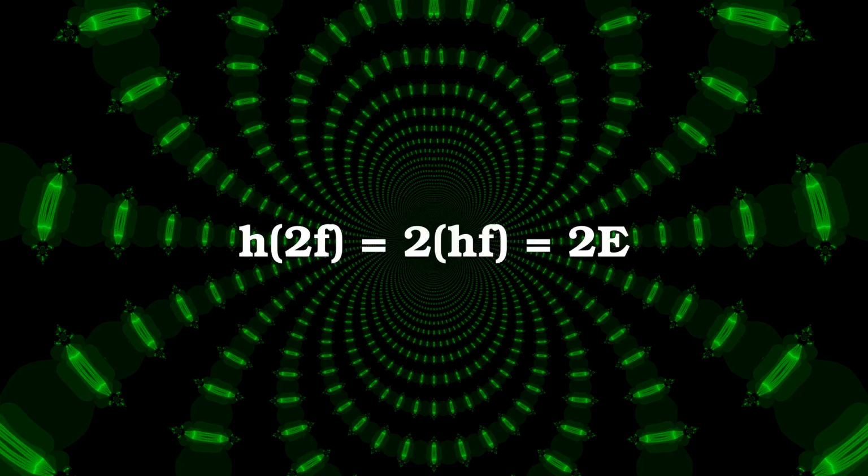Einstein's explanation begins with his hypothesis that light energy is carried in discrete quantized packets called photons. He theorized that the energy of a photon was equal to its frequency f, multiplied by Planck's constant h. In simple terms, this means that a photon with twice the frequency will have twice as much energy.